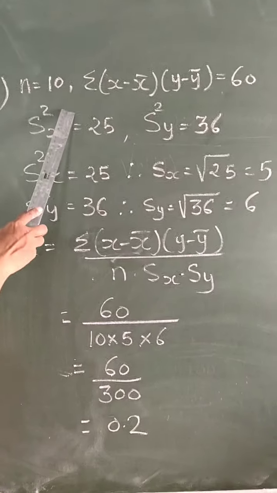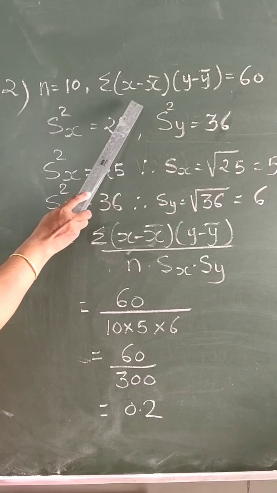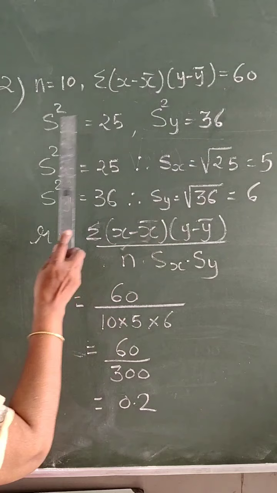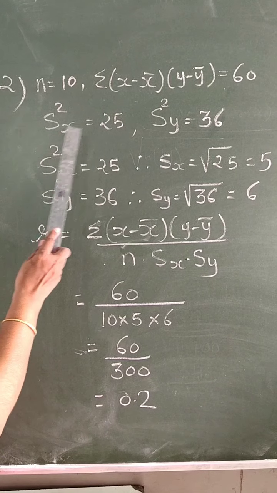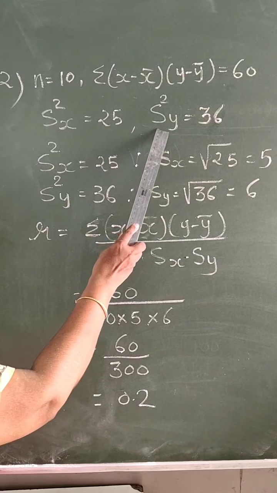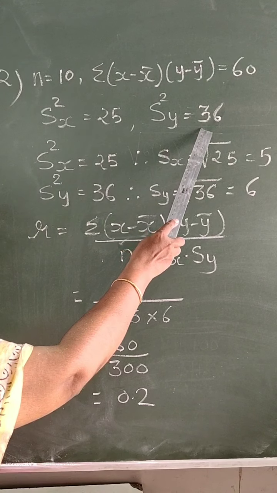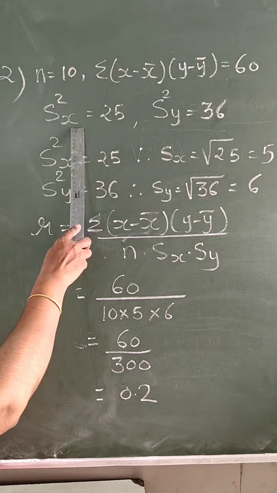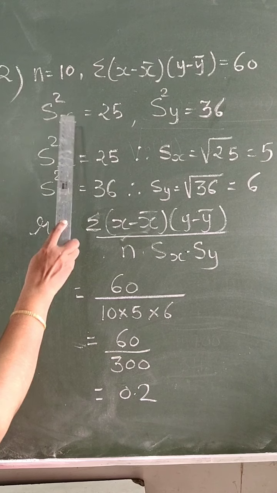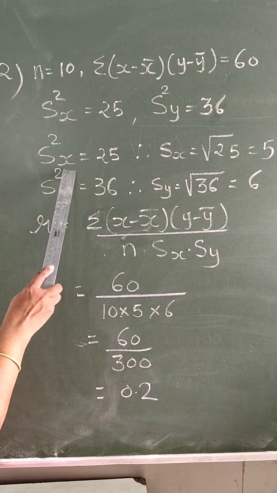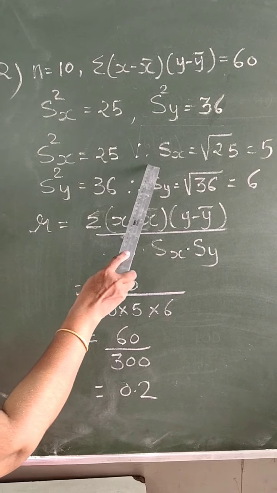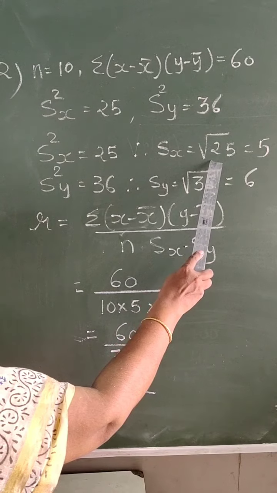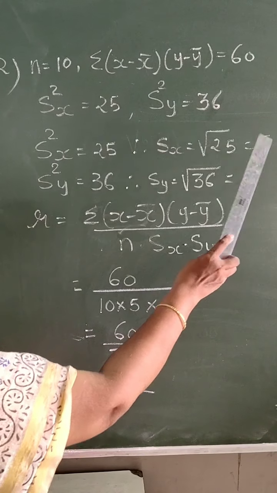Let us take one more sum, short sum only. N is 10, sigma x minus x bar into y minus y bar is 60. Variance of x 25. Variance of y 36. Now first variance is given, we want standard deviation. So variance of x 25. Therefore standard deviation of x root 25, that is 5.